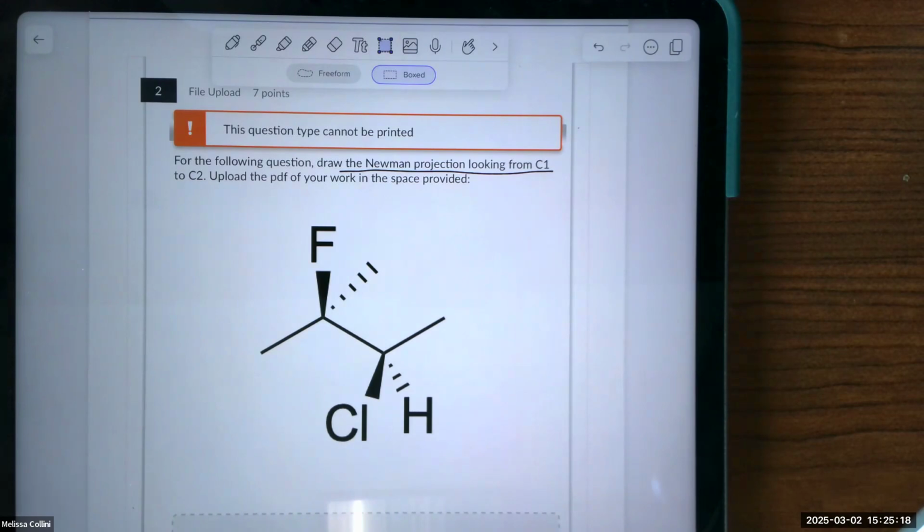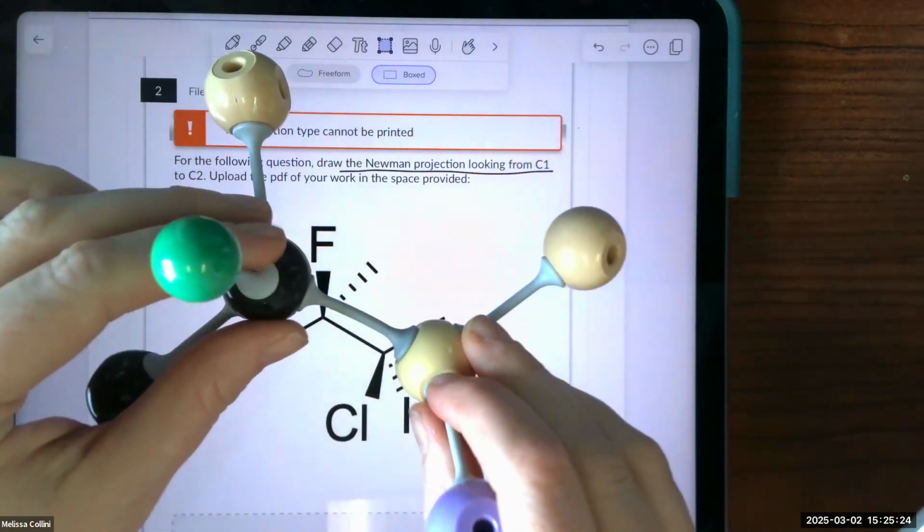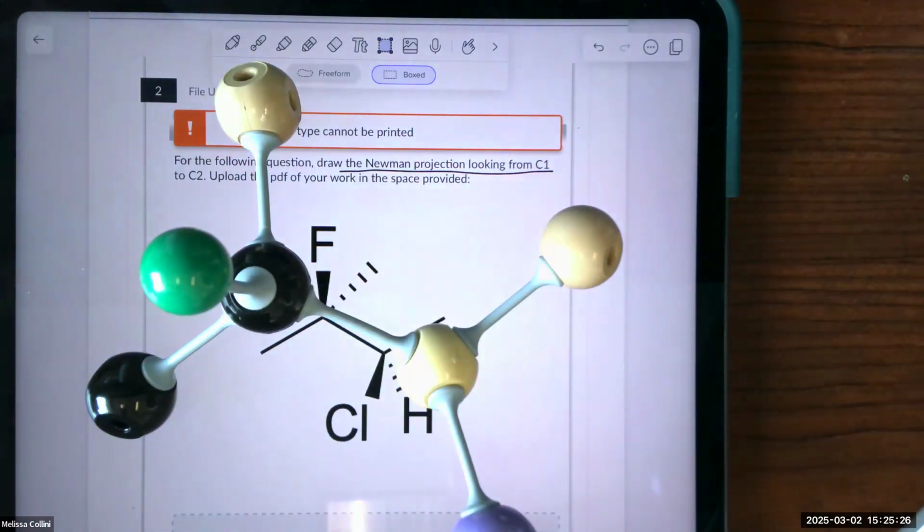So I'm having to work with one that's not as nice as what I normally work with, and I'm sorry about that, but your PLTL leaders then have a nicer one.